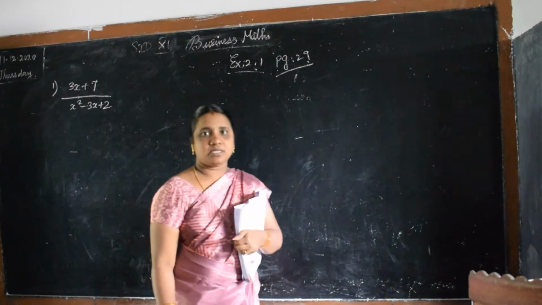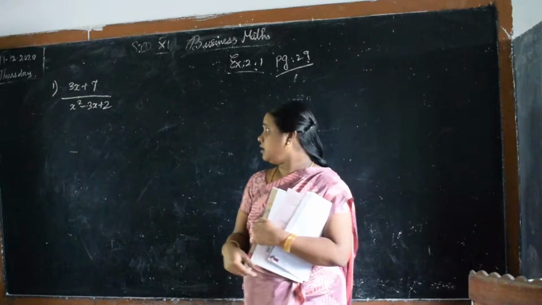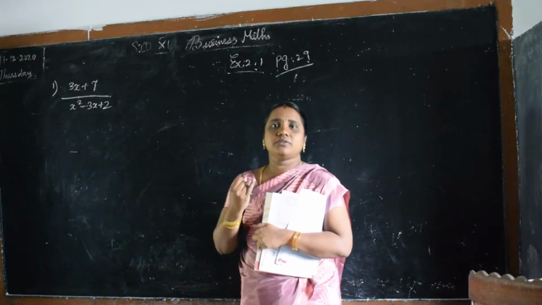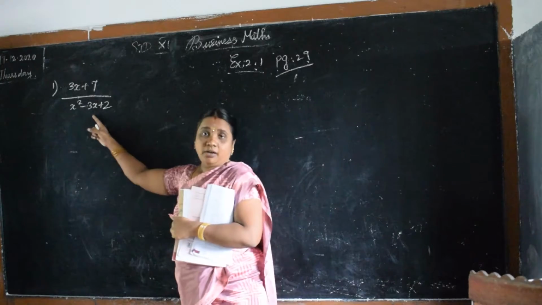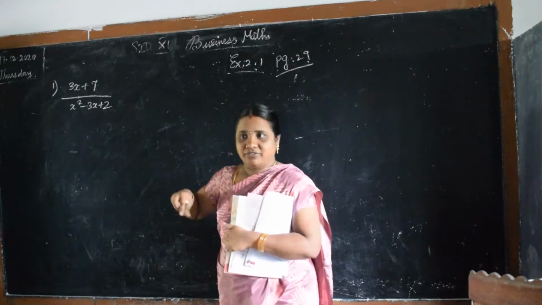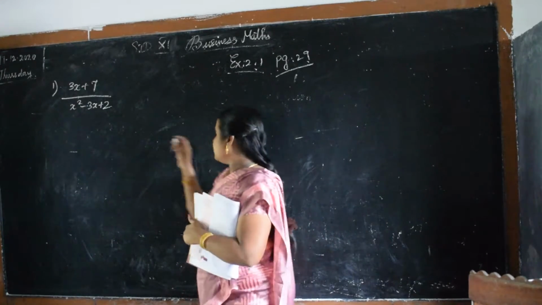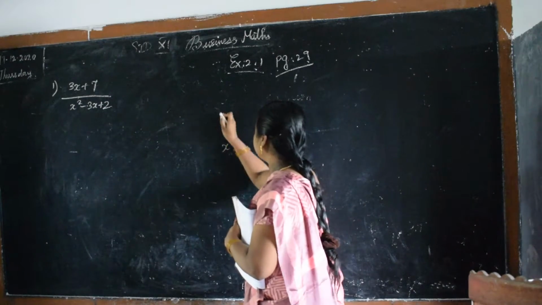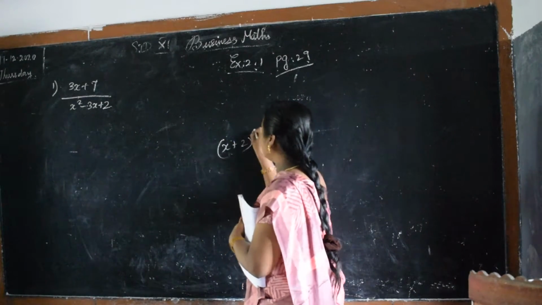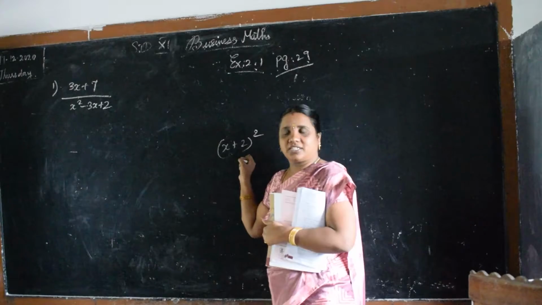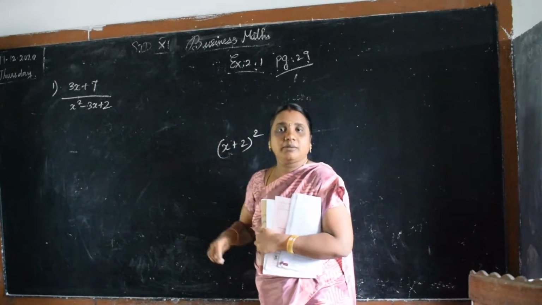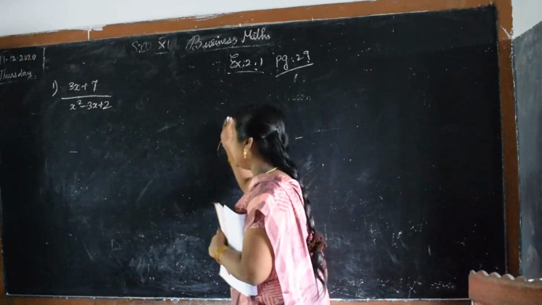Totally 3 types of partial fractions are there. See here. What are the 3 types? First one is, our denominator has non-repeated linear factors. That means, see here, x plus 2 whole square, this is the repeated linear factor. First type is non-repeated linear factor in the denominator.